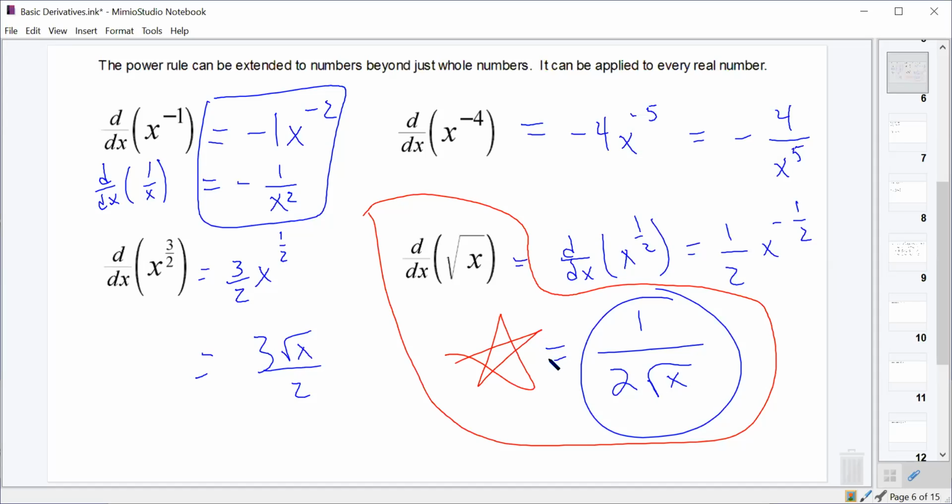Memorize that rule. That's a good rule to know. The derivative of root x is 1 over 2 root x. Not that it's difficult to do using the power rule, but it shows up so often that it'll just be convenient to know it. Everybody good or no?